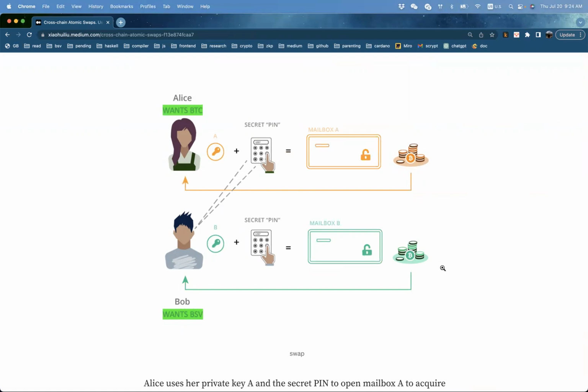So what happens to Bob? Can Bob open his mailbox after Alice has opened hers? What do you think? He should be able to open his as well. Why? How? Provided that the Bitcoin is there. Oh yes. How does Bob open mailbox B? Yes, same mechanism, right? The same secret PIN, but his own private key, his own signature. Yes, correct. Because here's the thing, right? Before Alice opens her mailbox, can Bob open his?